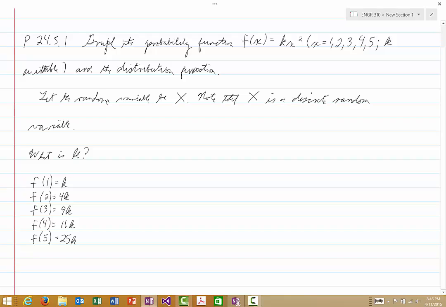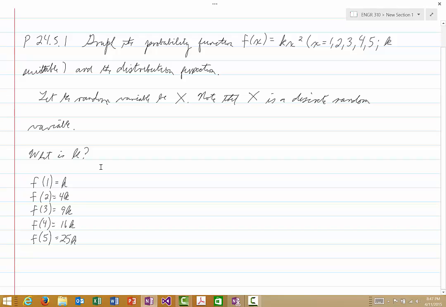Now, what does a little f function mean? What does this probability function mean? Well, as its name suggests, the probability function tells you the probability. It's the probability that the random variable capital X will have that value. So the probability that X is equal to 1, that the random variable has the value of 1, is k. The probability that it has a value of 2 is 4k, the value of 3 is 9k, 4 is 16k, and finally the probability that it has a value of 5 is 25k. And those are the only 5 values that it can have.